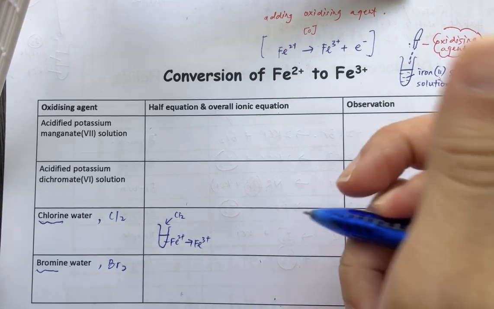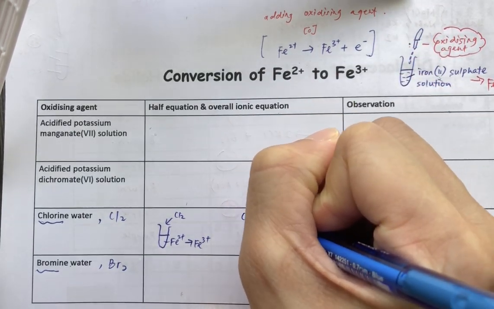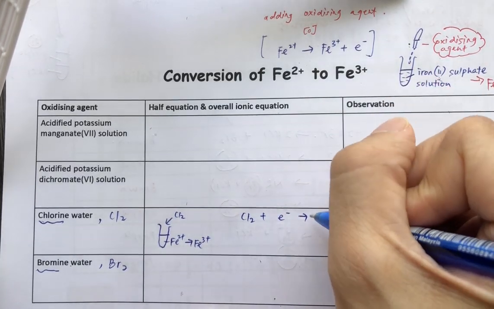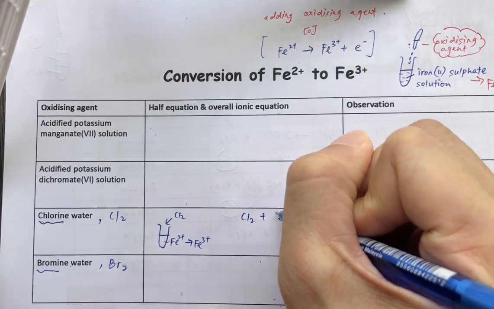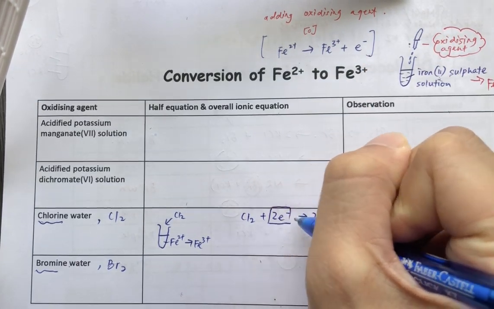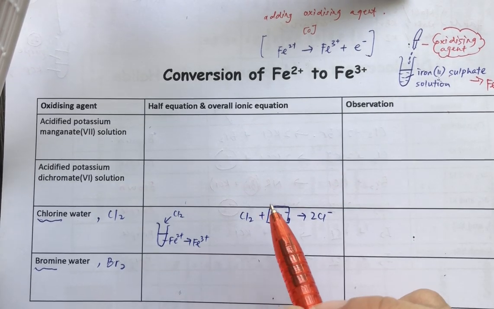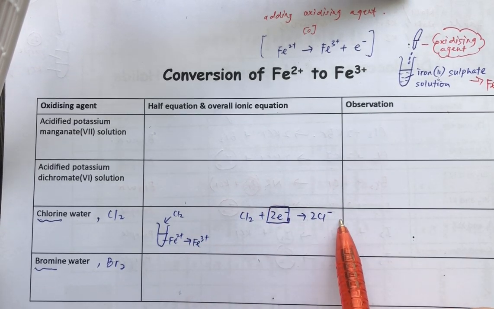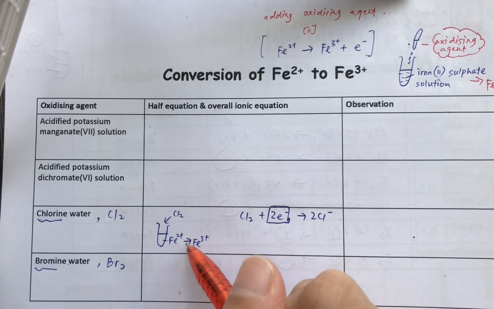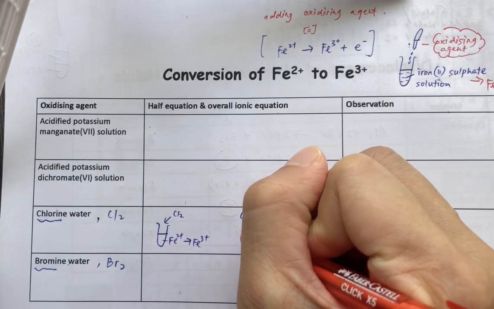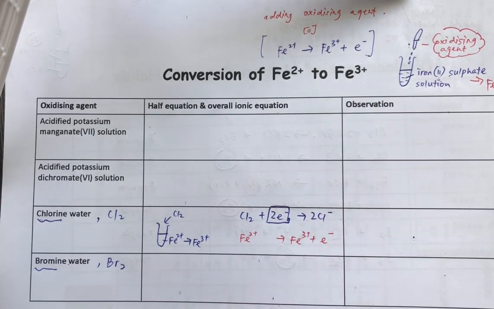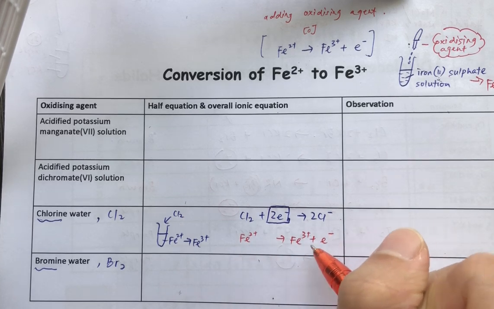So during this reaction, what happened? Chlorine is going to gain electron, and hence it forms chloride ion. When I balance the equation, I get Cl2 plus 2 electrons giving 2Cl-. So where does this electron come from? Very simple, because in the same test tube, another reaction is going on, that is Fe2+ becoming Fe3+, and because I put my electron on the right hand side, it shows me that Fe2+ is donating electrons.